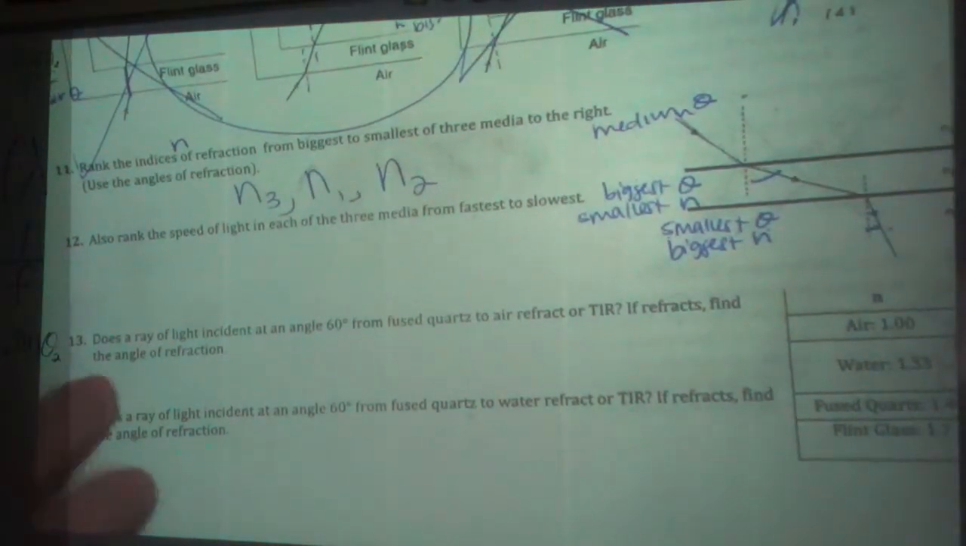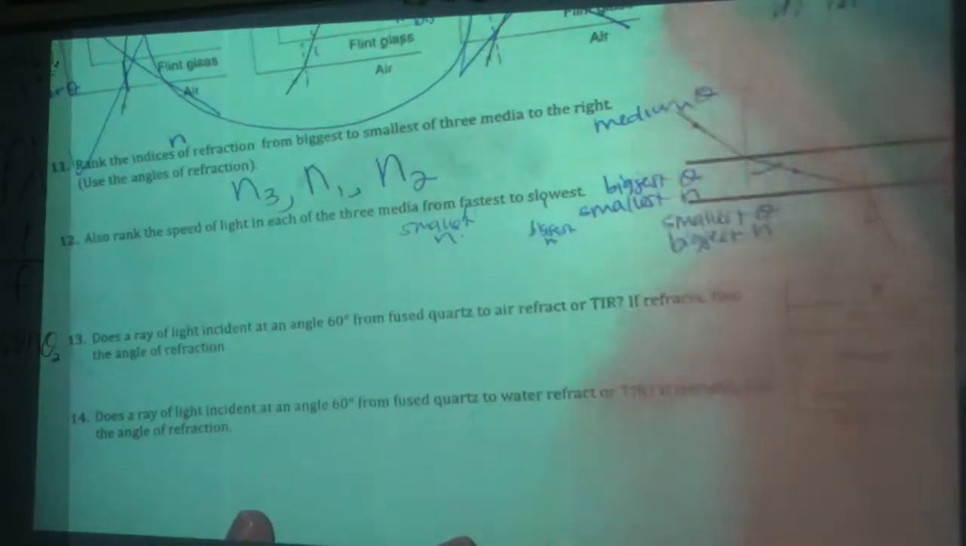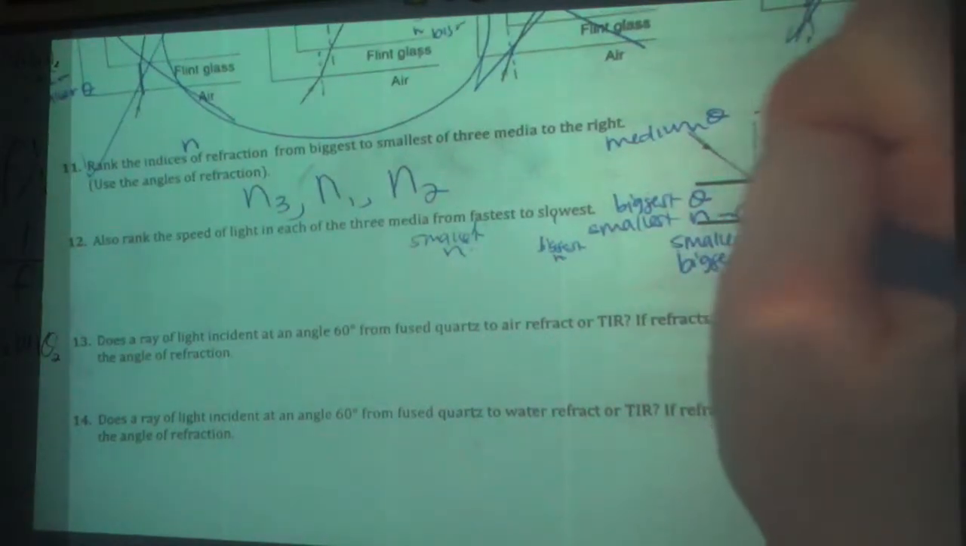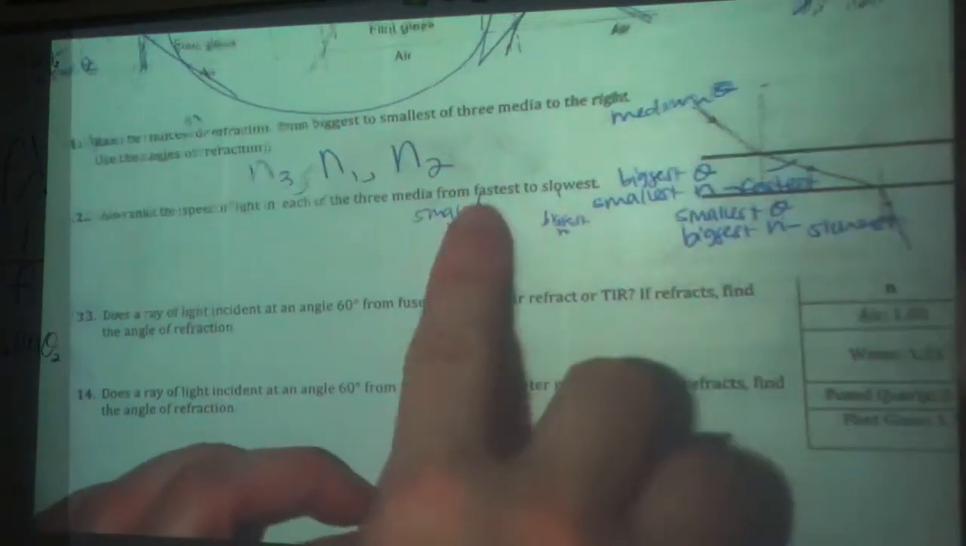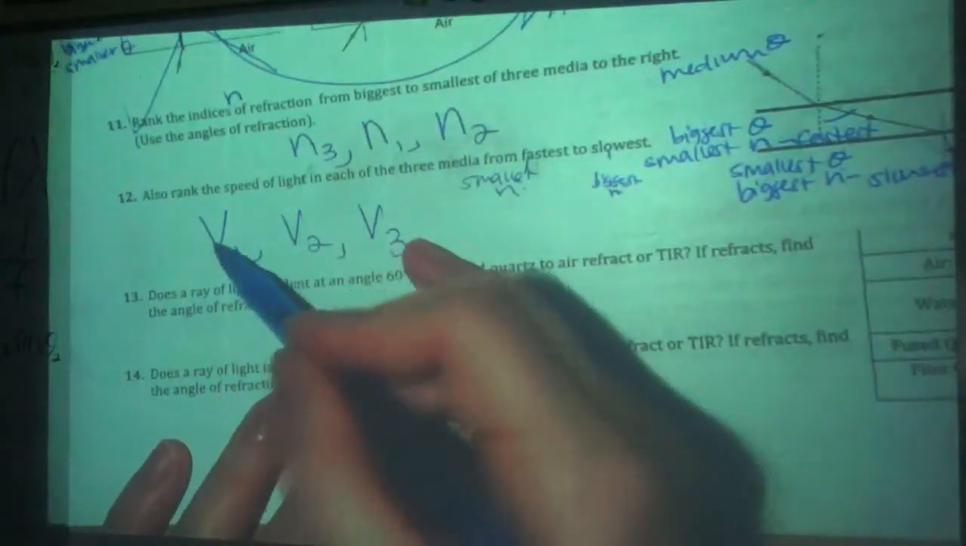Now, speed of light from fastest to slowest. Well, fastest is going to be the smallest n, and slowest is going to be the biggest n, because n is just a measure of density. So light travels fastest in air, but it travels slower in oil and even slower in glass or more dense things. So the smallest n, that's going to be our fastest. Biggest n is going to be our slowest, and then medium is going to be in the middle. So fastest would be V1, next fastest would be V2, and then V3. Now I'm just putting V so that we're not saying N1 is bigger, I'm saying the velocity in medium 1, the velocity in medium 2, the velocity in medium 3.